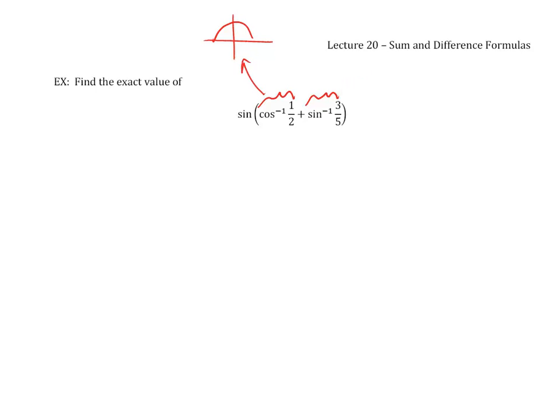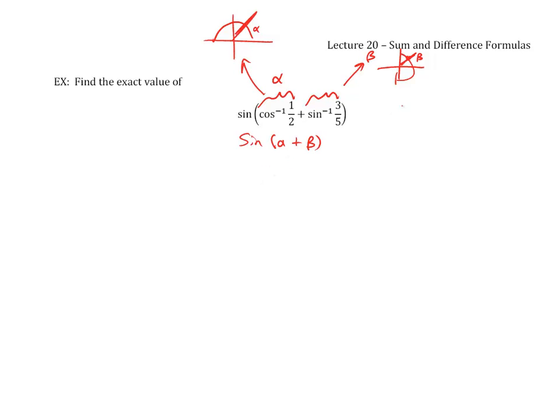And since it's positive, you know it's going to be over here. If I call that angle alpha, we've got some alpha over here. Now, for the other one, that is the angle from negative pi over 2 to positive pi over 2 whose sine is 3/5. Since it's positive, we also know that that angle, let's call it beta, is in the first quadrant. So really what you have is a sine of alpha plus beta.